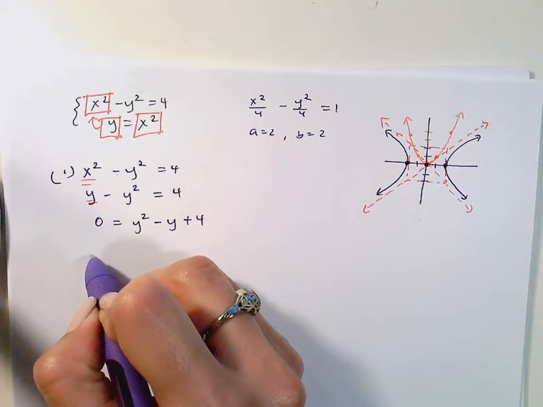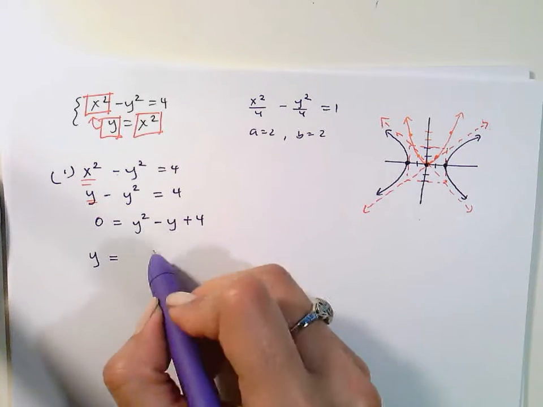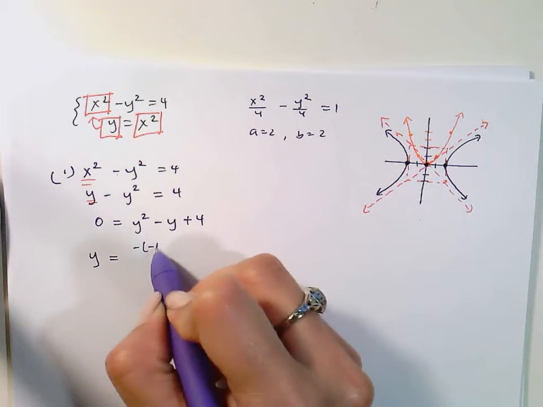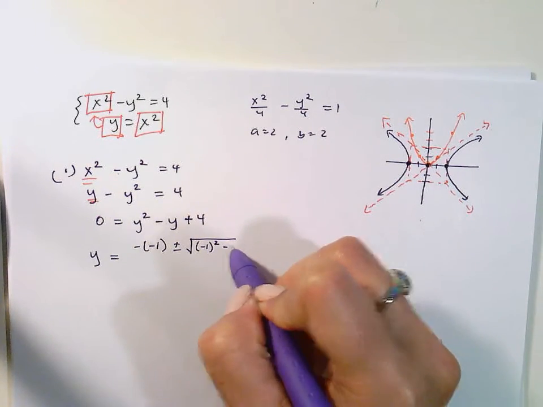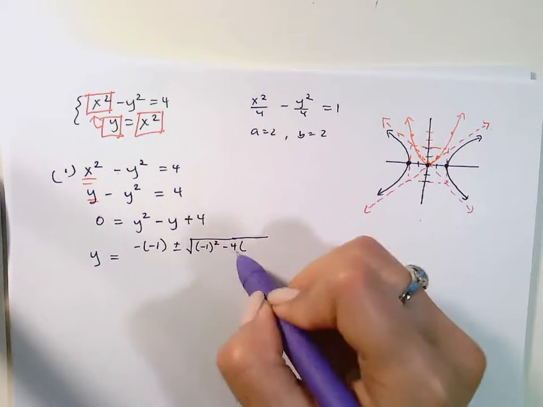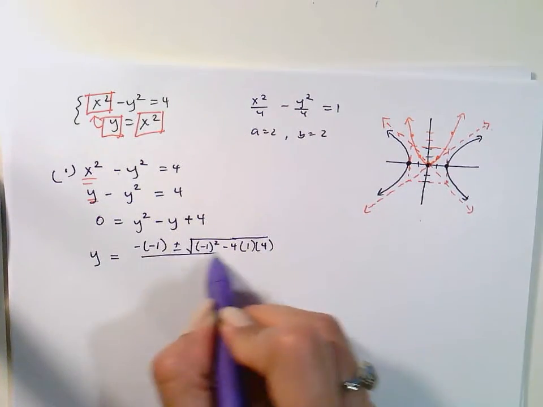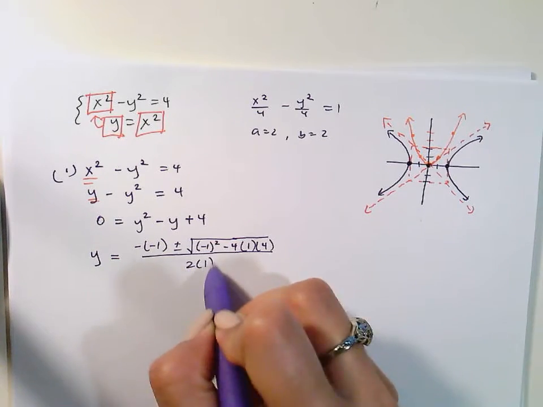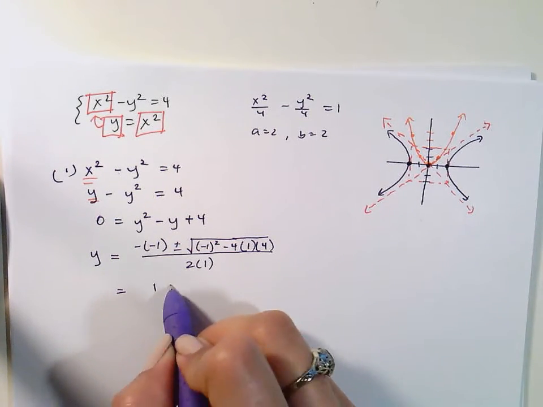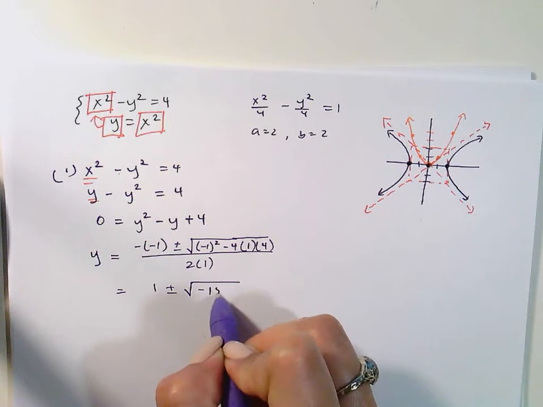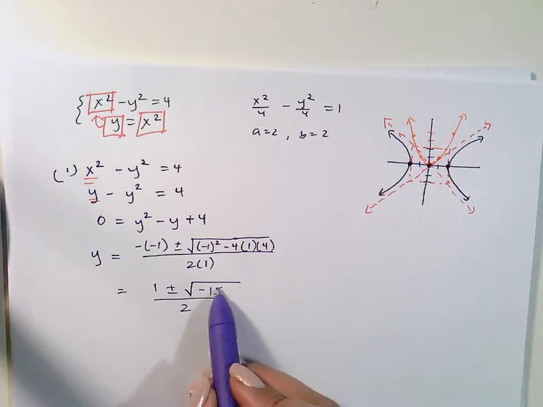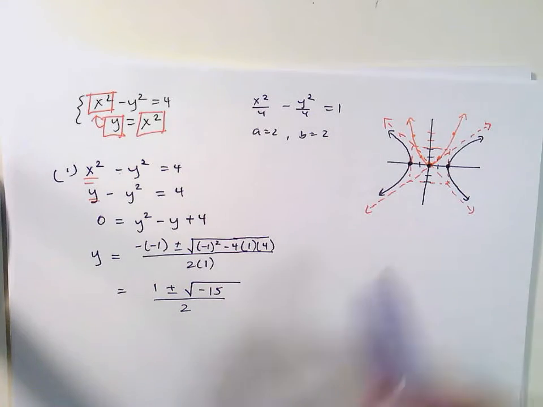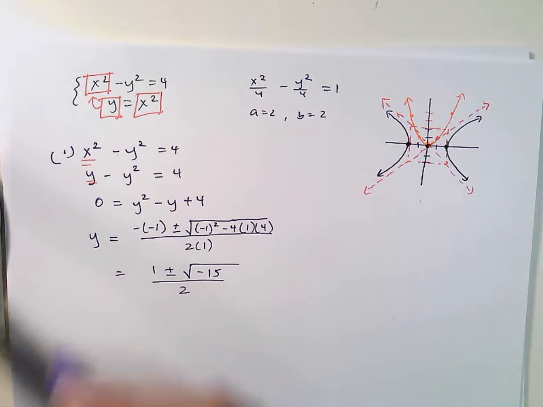I'm going to use the quadratic formula: y equals negative b, so negative of negative 1, plus or minus the square root of b squared. b is negative 1, so negative 1 squared minus 4 times a times c. a is equal to 1 and c is equal to 4, all over 2 times a, so all over 2 times 1. If I simplify this, I get 1 plus or minus the square root of negative 15, all over 2. Because there's a negative inside of the radical, this would be a complex number. We don't graph complex numbers, so for this one there's no solution.